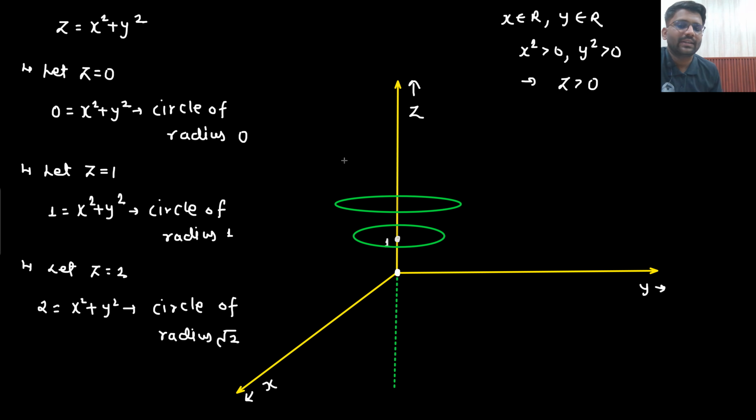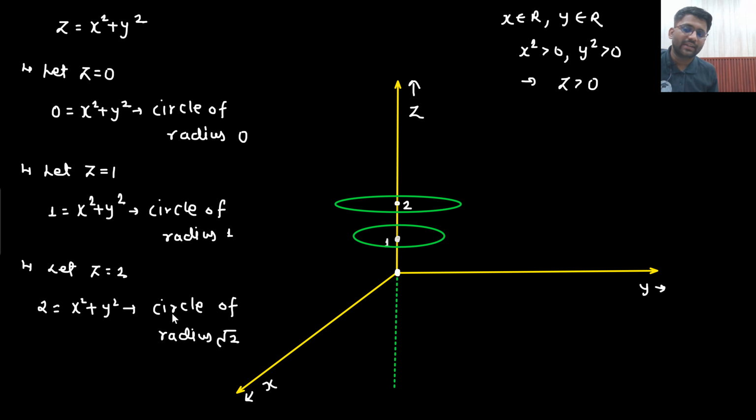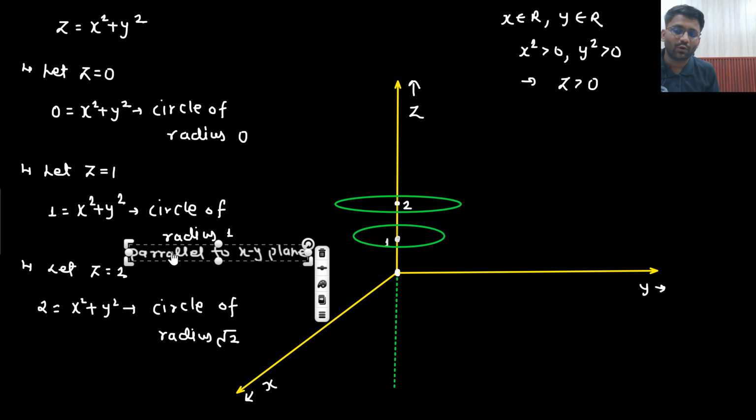Similarly, when z is 3, you will make a circle. This is z equals 2. When z equals 2, x square plus y square. That means a circle parallel to the xy plane. You need to make a circle of radius under root 2 parallel to the xy plane, because x square plus y square equals 1. That means the values of x and y you need to take are such that the sum of their squares gives you 1. So it is a circle parallel to the xy plane. Are you able to understand this point? It is a circle parallel to the xy plane of radius 1.